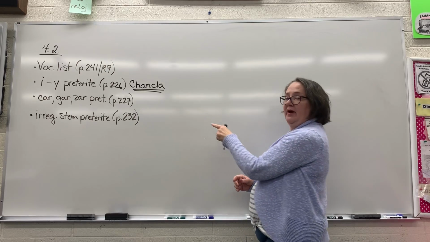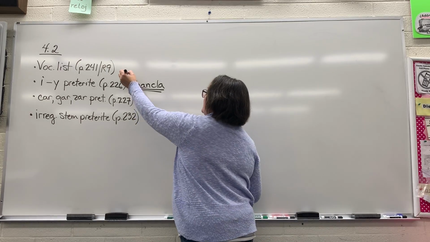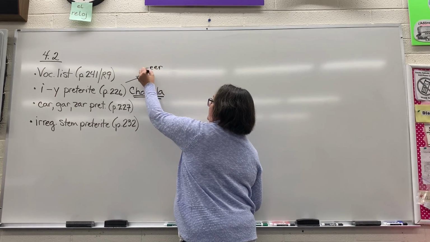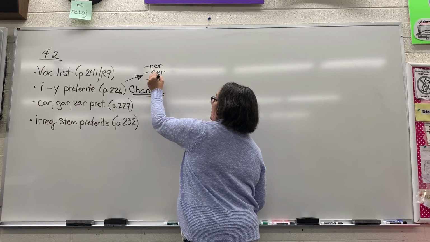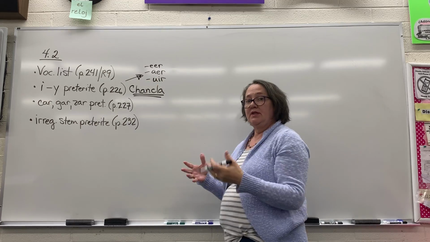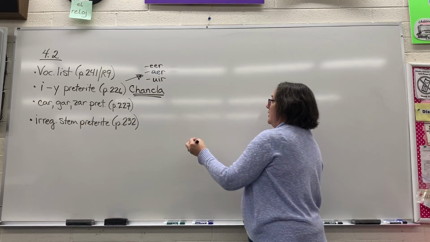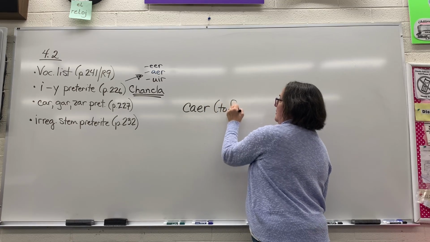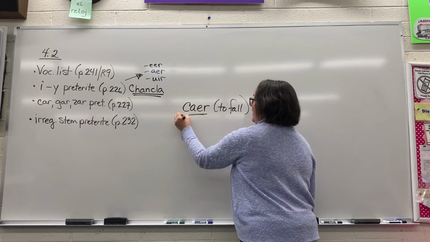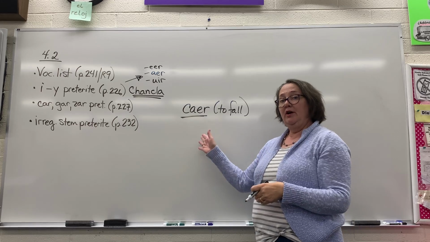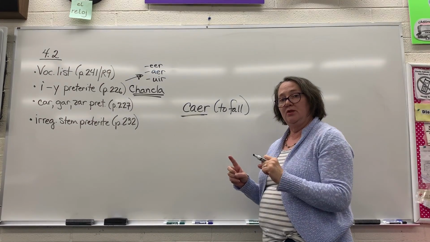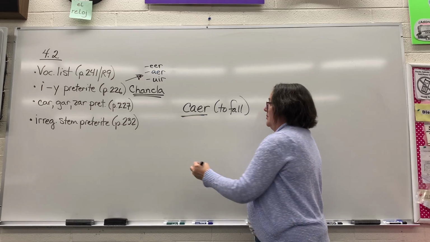Now, the way that you recognize I to Y verbs is they typically end in either EER, AER, UIR. Those are the typical ones. So let's take, for example, caer. Caer means to fall. Okay, so caer is an ER verb. It's going to be totally normal, except when we get to the él and the ellos forms.